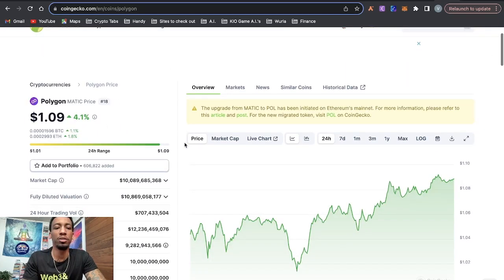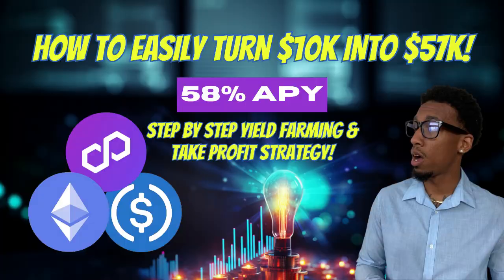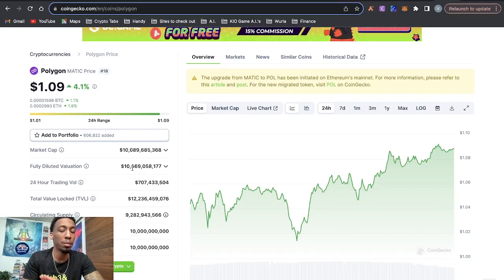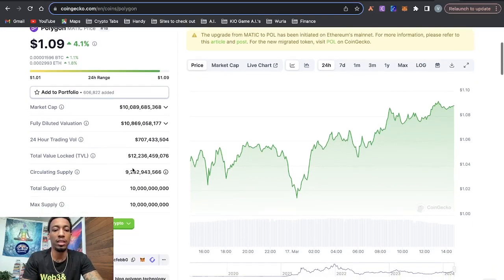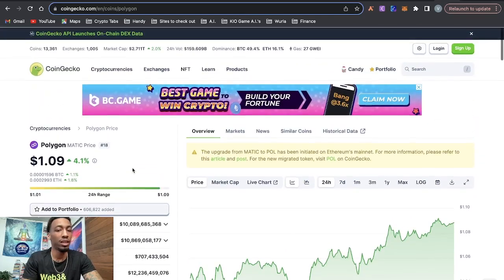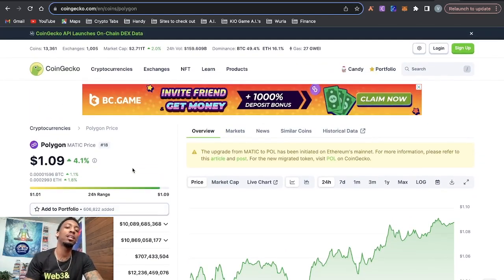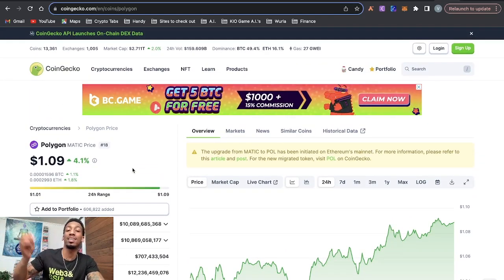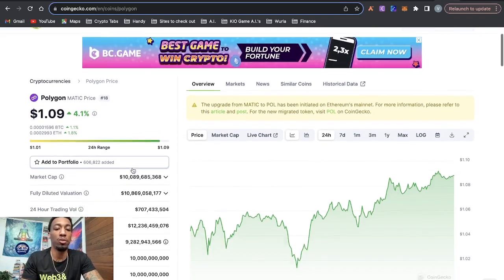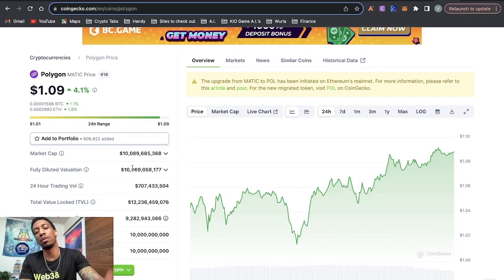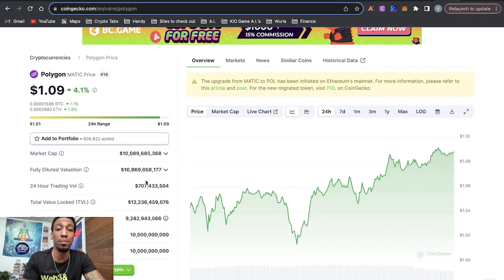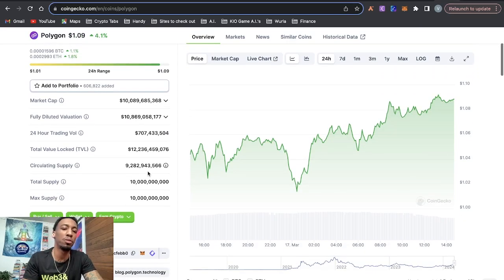My next layer 2 is Polygon. And again, I made a video on how to turn a small amount into a large amount investing into Polygon as well, showing my yield farming and take profit strategy. Polygon has some of the best partnerships in crypto. They've been around for a long time. And again, a lot of building happening on Polygon. They also built out their Polygon ZK EVM. So I'm really bullish on Polygon. The market cap's only $10 billion. I expect that to rise significantly as we go into the bull market as well.